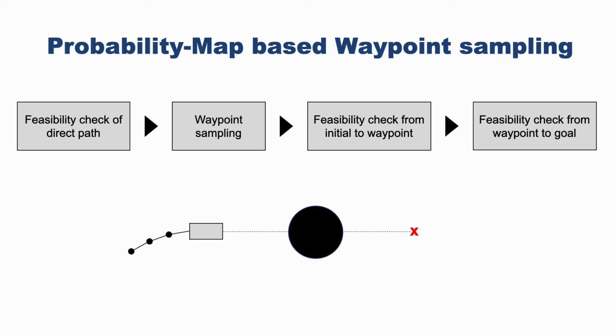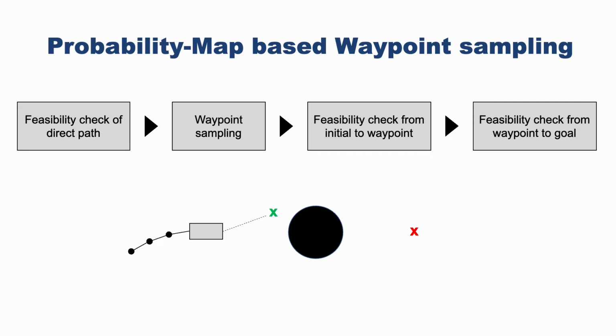And in this slide, I will show you how we generate the trajectory using our proposed algorithm. First, we need to check the feasibility of the generated path with the direct path from initial to the goal. If the generated trajectory is not feasible, we are going to do the waypoint sampling using the probability map, which will be explained in the next slide.